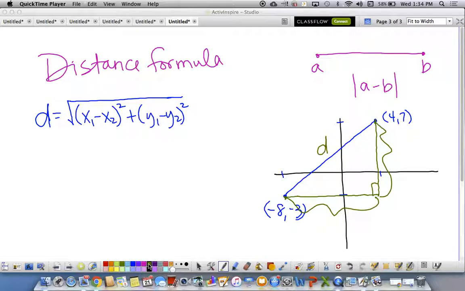Could we really just square both sides and have d squared equals the difference of the x's squared, the difference of the y's squared? What does that look like? From negative 8 to 4, I believe is 12 units, yes? From negative 3 to 7, I think it's 10 units. How can I find D?